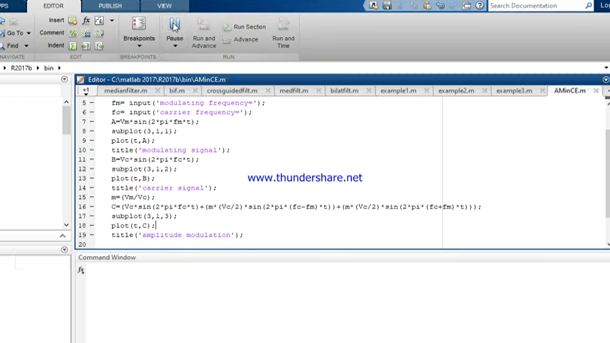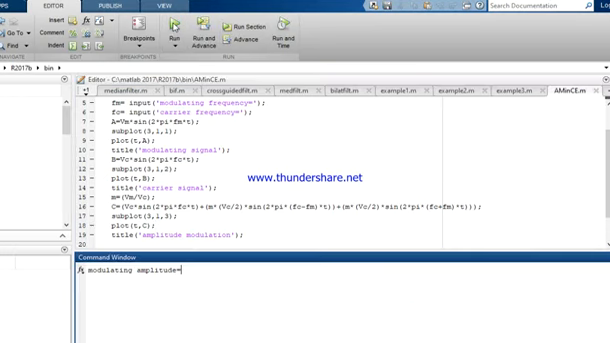So now you just check the waveform. First we put the modulating amplitude: 10 volt. Then the carrier amplitude we put as 5 volt only. Then we put the modulating frequency, so 5 hertz.